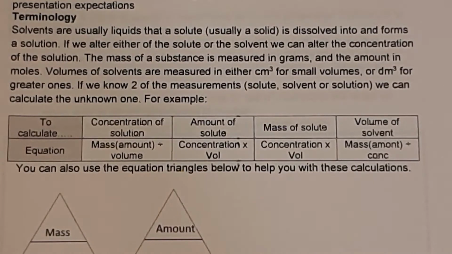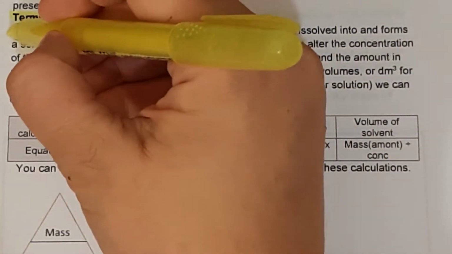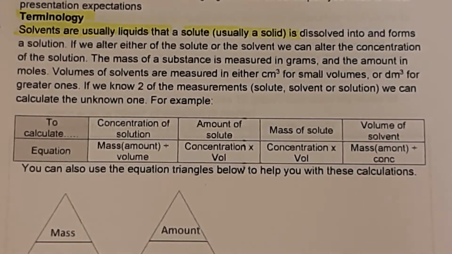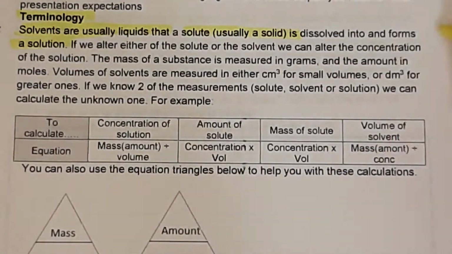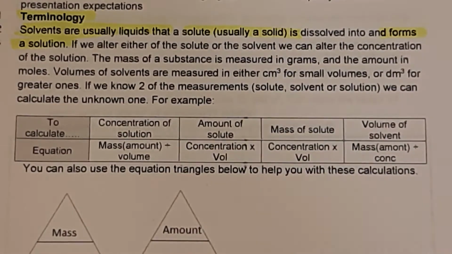So moving on to page 37, we're going to be talking about terminology. So we have done this already, okay, previous lesson. We know that solvents are usually liquids, okay, and that a solute is usually a solid, and that the solute dissolves into the solvent and forms a solution. We can alter either the solute or the solvent, we can change these to change the concentration of the solution. So more or less of the solute or solvent will change the solution concentration.